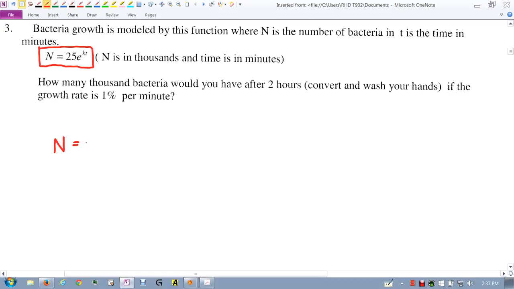Okay, so N equals 25 e to the K t. K you're saying is what? 0.01, that's your growth constant. And then what is your time measured in? Minutes. 2 hours is 120 minutes. So you just have to be careful with those units. Hours here is what you're given, but the original formula was in minutes, right? So 2 hours is 120 minutes. So go ahead and see what you get.